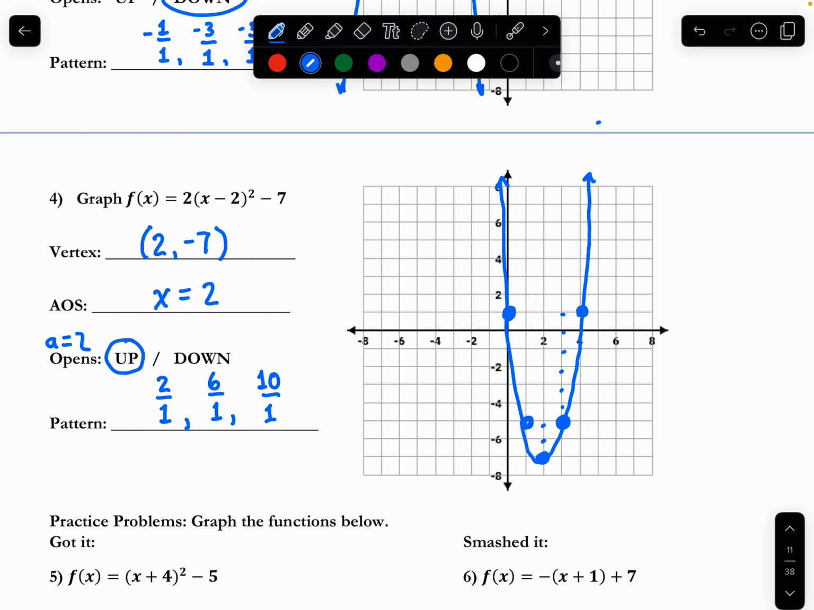So you can pause the video for a second. I want you to try out 5 and 6. Identify the vertex and then figure out that counting pattern. When you're done, unpause it and let's see how we did.